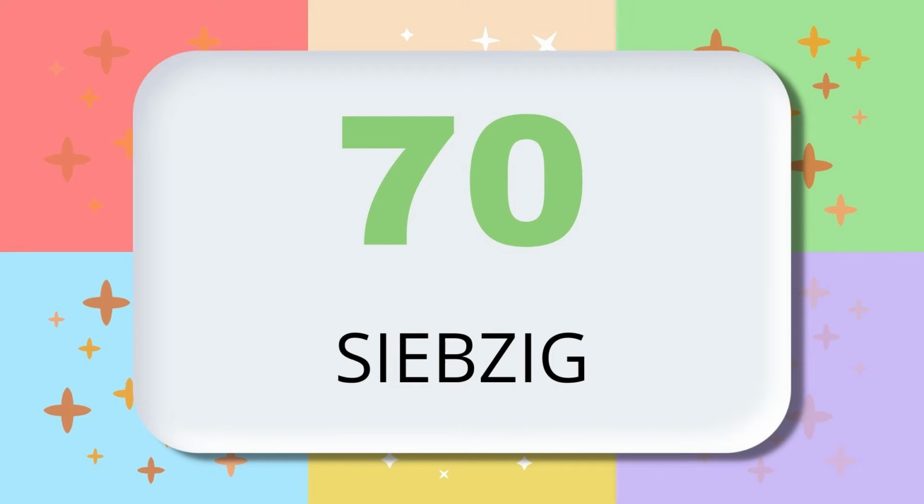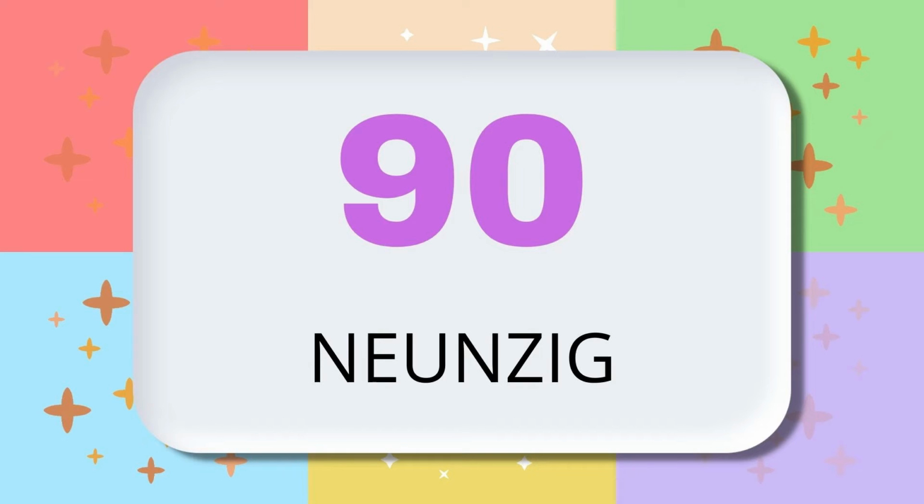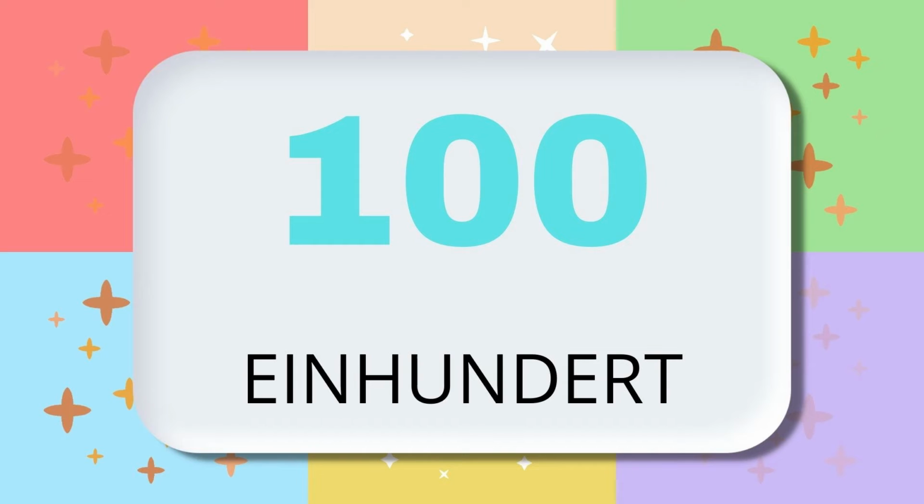70, now here also the en in sieben goes away. 80, it is 80 in German. 90, it is 90 in German. Now please note all the multiples of 10 have the same ending except for 30. Now finally we have 100, it is 100 in German.